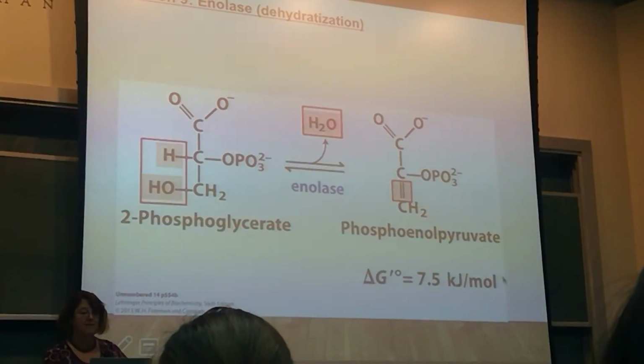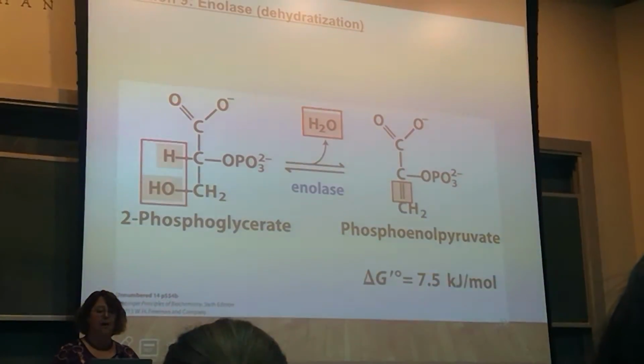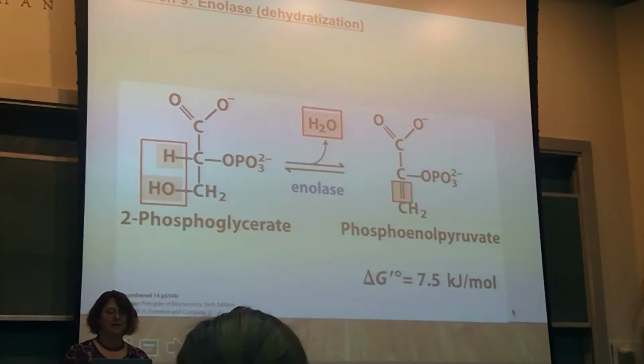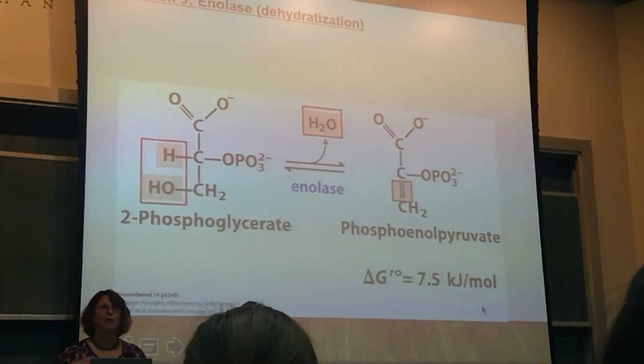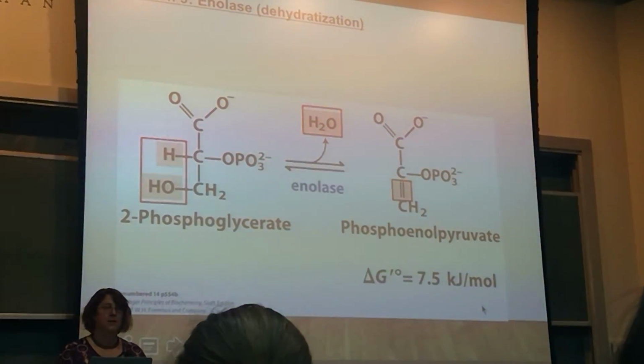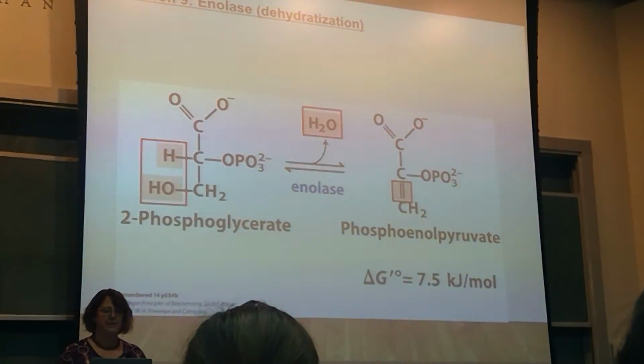You can see that this is not positive, it's not negative, so it'll be coupled to something that is negative to drive it. We're going to go through the chemical logic in a minute.